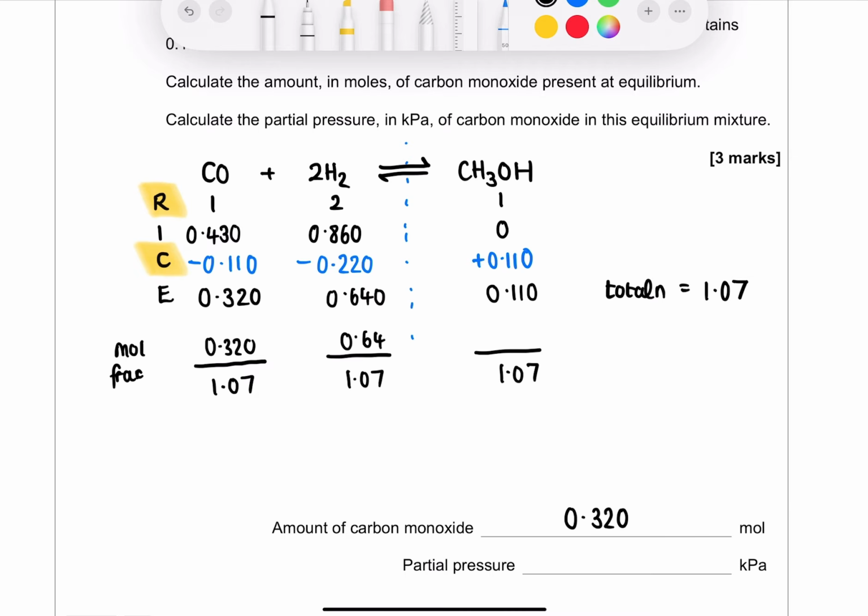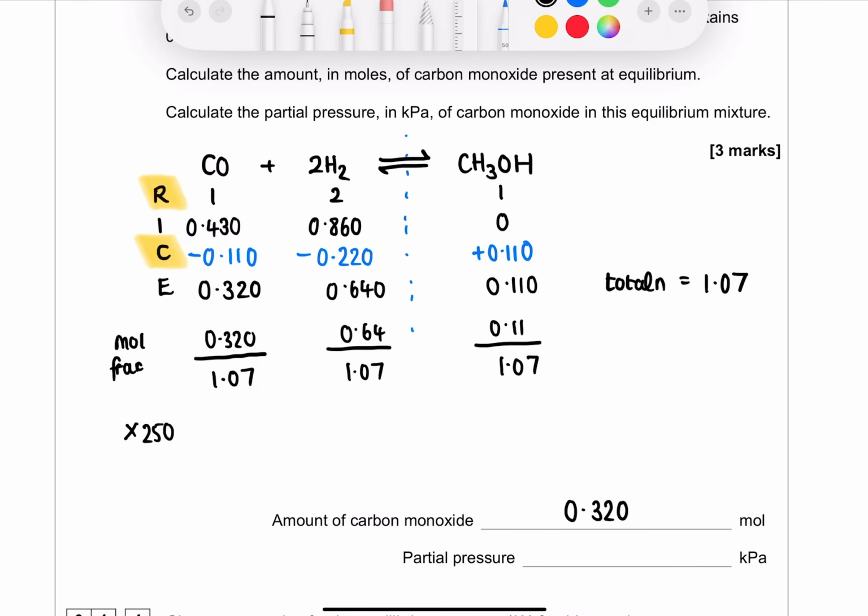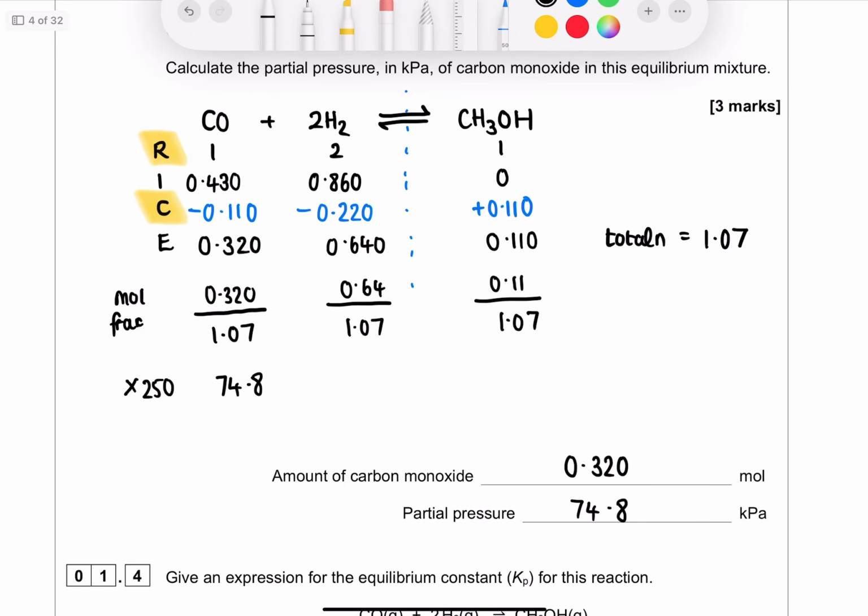We're going to divide each of our moles by the total moles to get the mole fraction. And then to get the partial pressure, we're going to times that by 250 kilopascals. So we want to do 0.32 over 1.07, and times that by 250, and that is going to give us an answer of 74.8 kilopascals. If we were to work that through in a longer question, we may need all the other numbers as well. If we did do that, we would see we had 150 here.